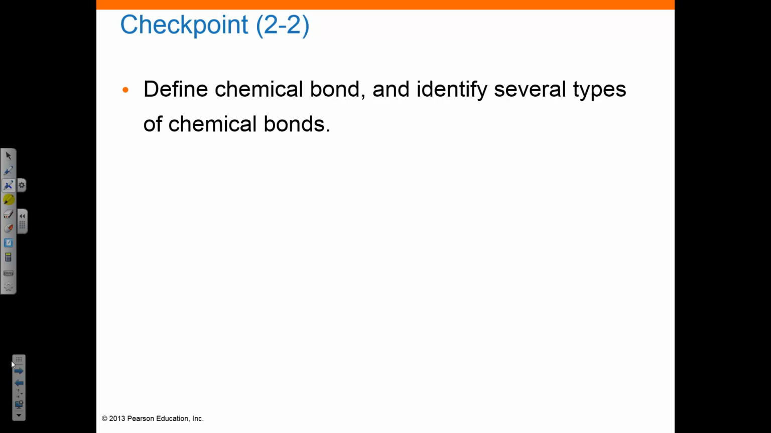Let's go ahead and try one more question. Define chemical bond and identify several types of chemical bonds. A chemical bond is the attractive force between two atoms that holds them together. Two examples of chemical bonding that we explored were ionic bonding, the creation of bonds by electrical attraction between an anion and a cation, and covalent bonding, created by the sharing of electrons between atoms.